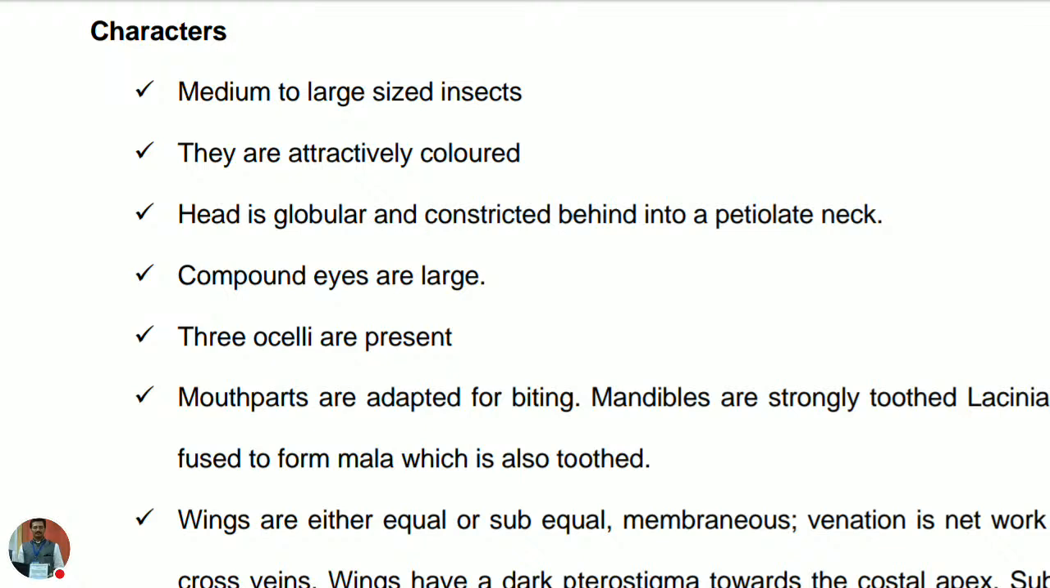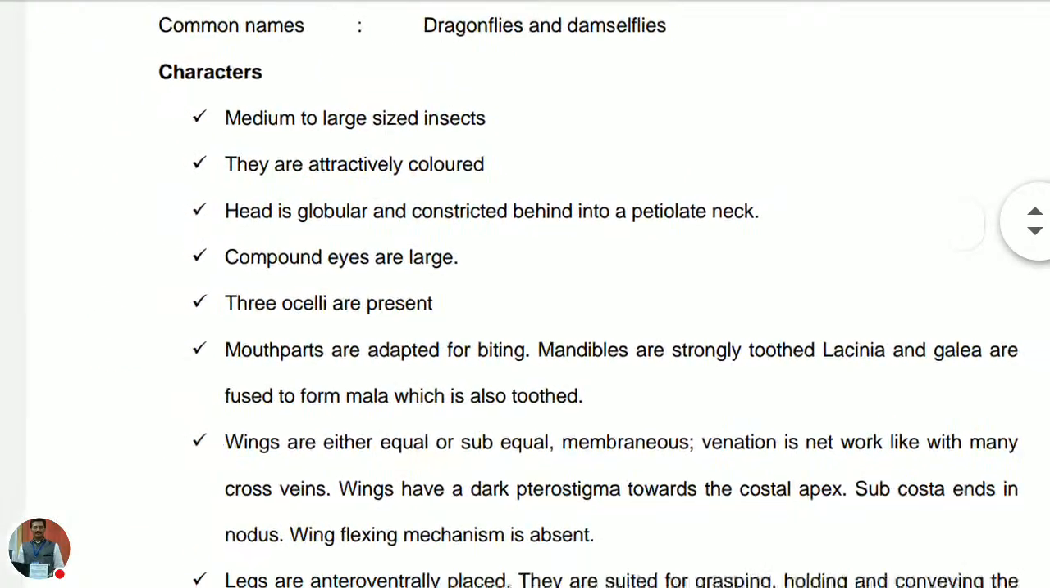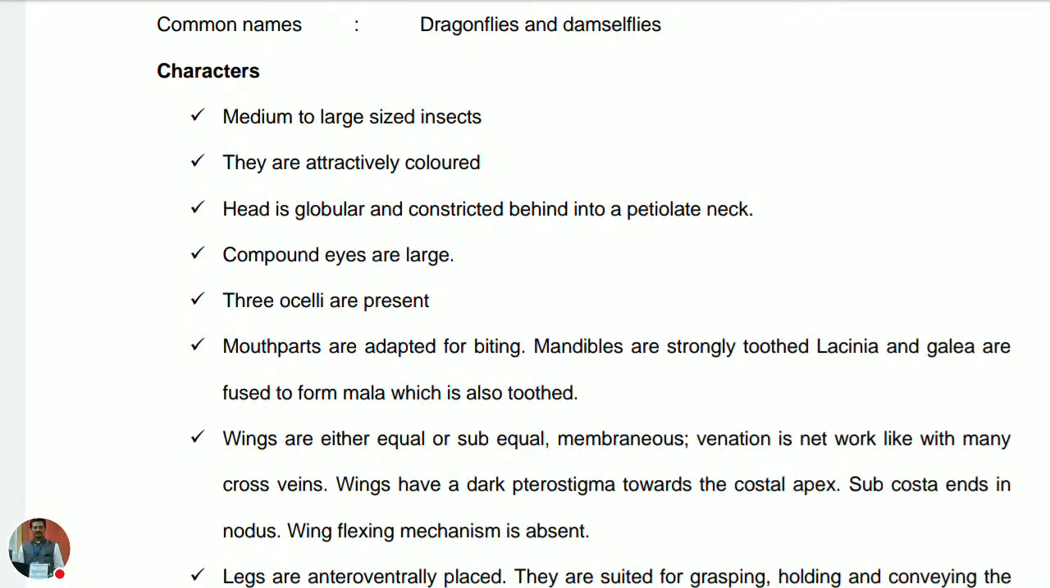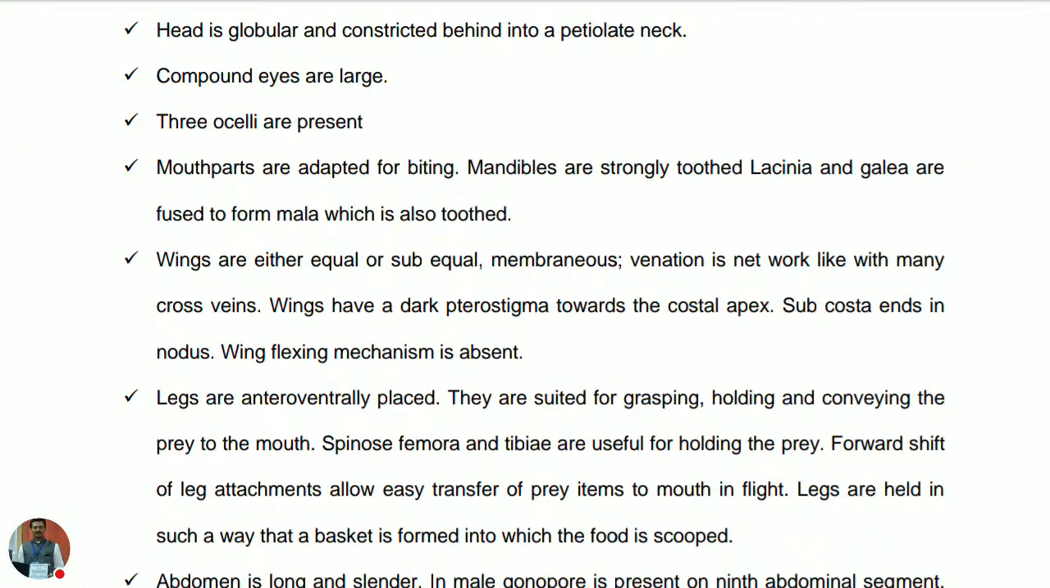The next is the mouth parts are adapted for biting, means they are having chewing and biting type of mouth part. The mandibles are strongly toothed. The Lacinia and Galea are fused to form mala, which is also toothed. The next is the wings are either equal or sub-equal. Membranous venation is network-like with many cross veins.